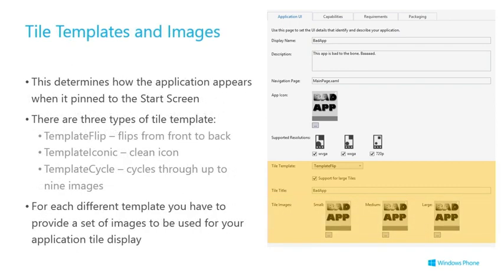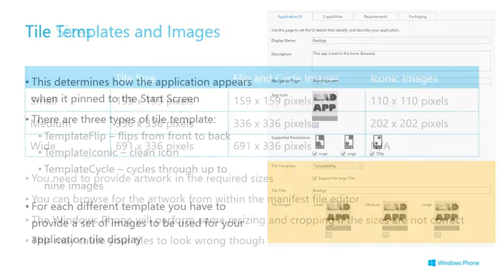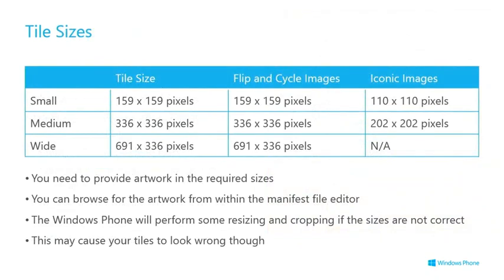And then you've got to actually set up and allocate the images that you're going to use. Tile sizes, we looked at this. These are for the flip and cycle tiles, and for the iconic ones, these are the images you need to supply.